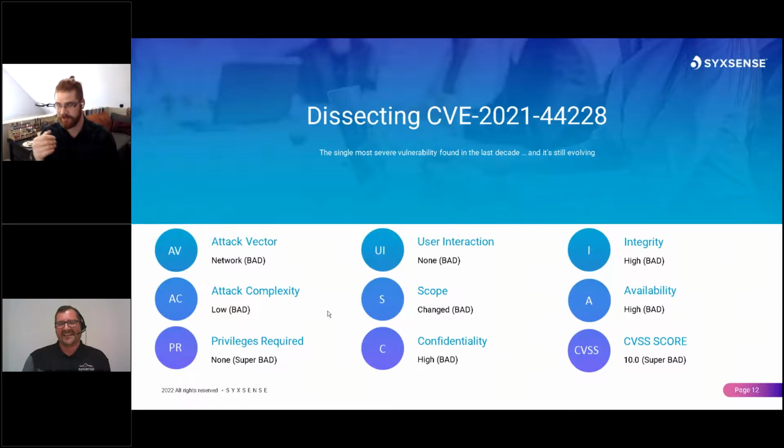And as you can see here, there's a good reason why. Yeah. The attack vector, it's a network attack, low complexity, no privileges required, no user interaction required. Scope is changed so it can go from its home and spread out to other products and services. It has full impact to confidentiality, integrity, and availability, and it is a 10.0 CVSS score.